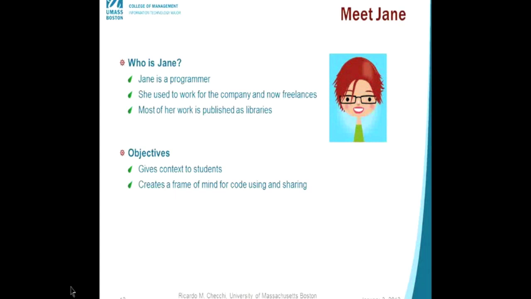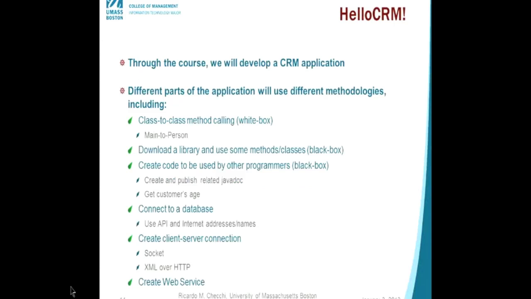But I also introduced Jane, who is this other programmer who students may know or may not know. And the goal here is, okay, first you start sharing with your partner, but then you have to share your code with strangers. You have to either use code that was developed by a stranger, or you have to develop code for a stranger to use. So I introduced this character to give students this context, because these are young students who don't understand, they need some visuals.